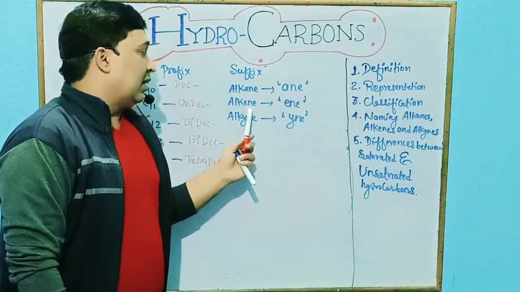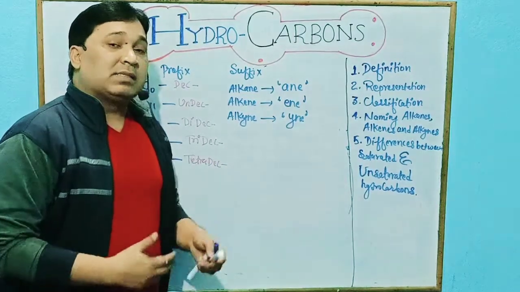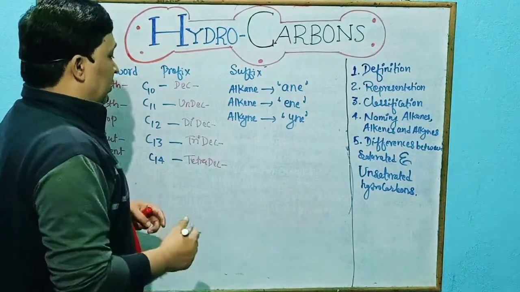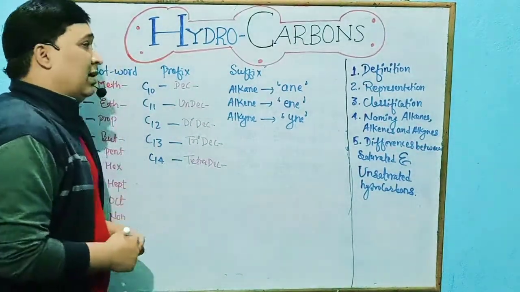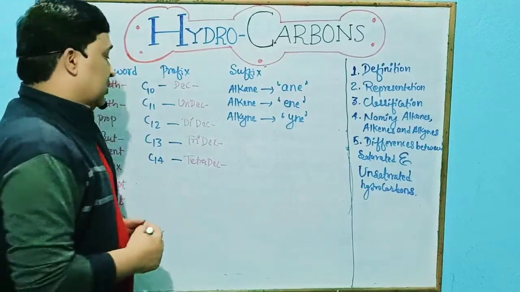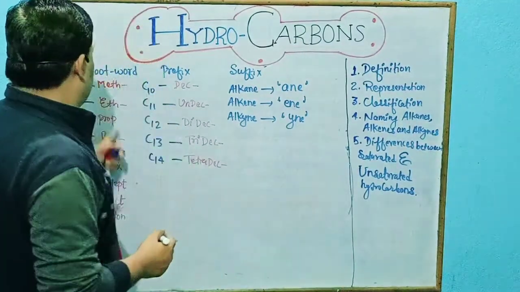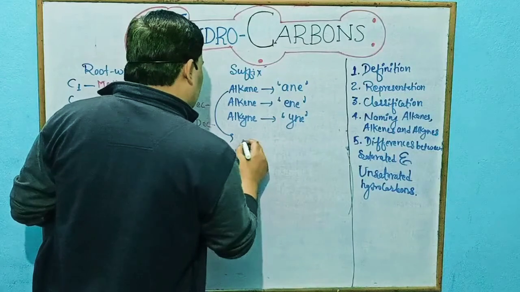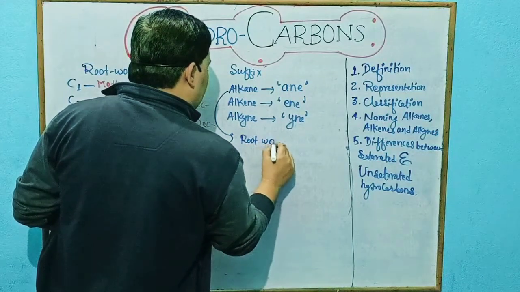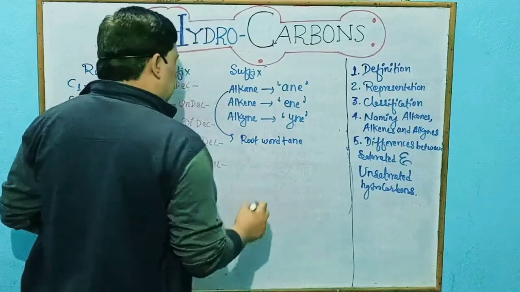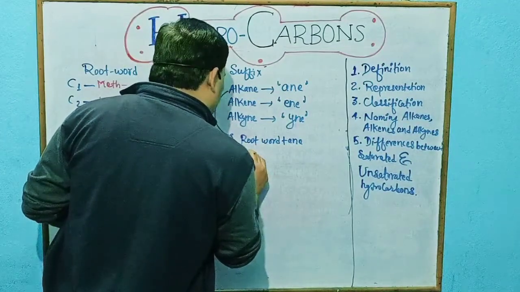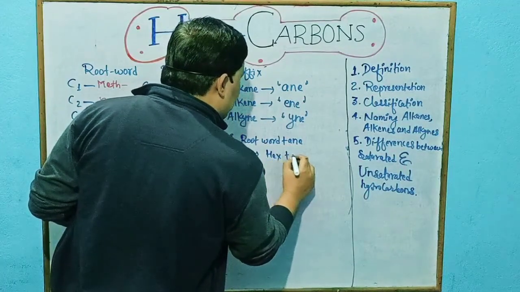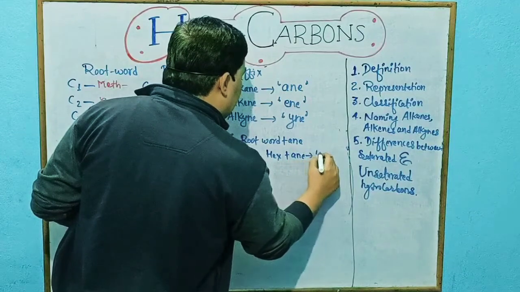So while naming alkanes, alkenes, and alkynes, we use these root words as prefix, and ANE for alkanes, ENE for alkenes and YNE for alkynes as suffix, right? Suppose we are going to name the saturated hydrocarbon, that is, an alkane containing 6 carbon atoms. For 6 it is hex. For an alkane it is root word plus ANE. So when the number of carbon atoms is 6, the root word is hex and the suffix used is ANE. So it is hexane.